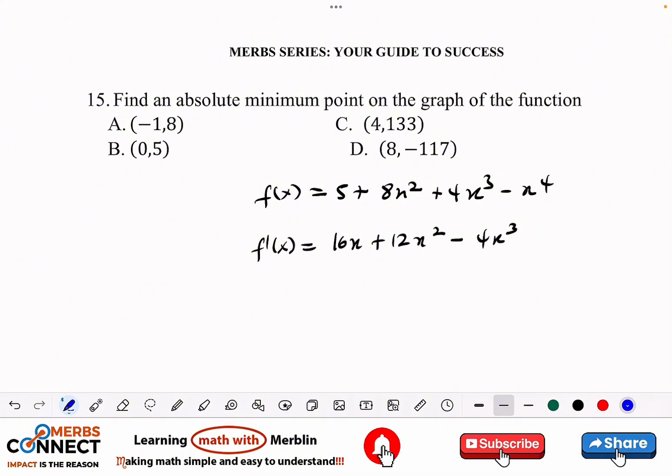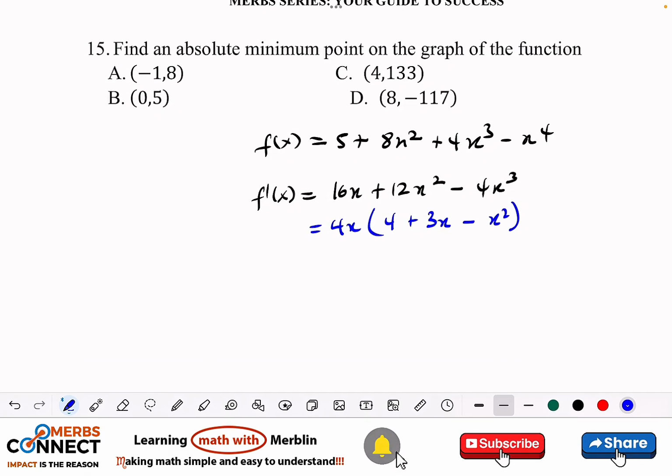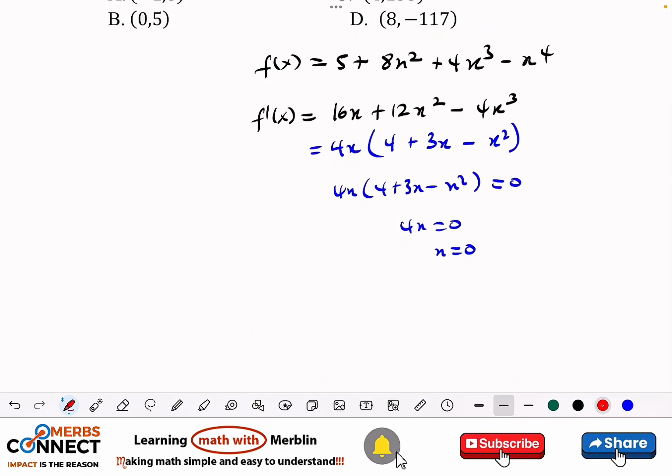And I think we can factor 4x out, and it will be left with 4 plus 3x minus x squared. Yeah, I think so. This is what we can do here. And then for critical values, f prime should be 0. So 4x times (4 plus 3x minus x squared) is equal to 0. So one of the critical values, x, should be equal to 0. Then we pick 4 plus 3x minus x squared to be equal to 0.